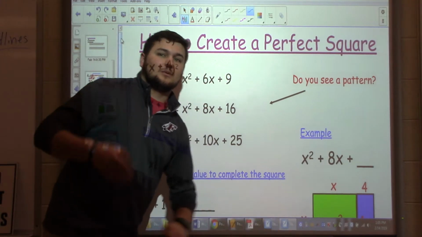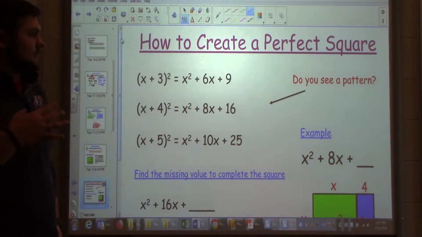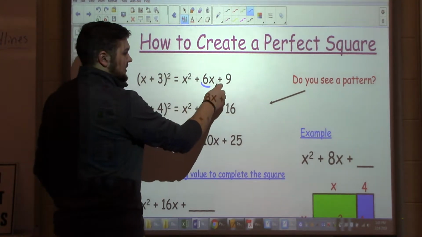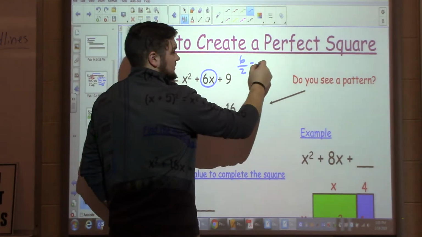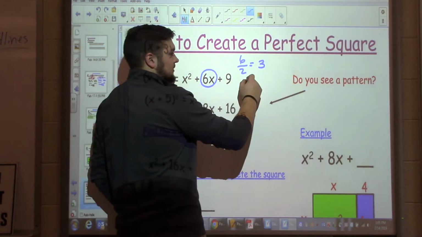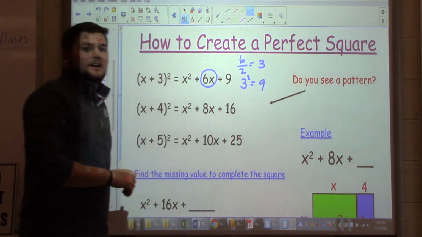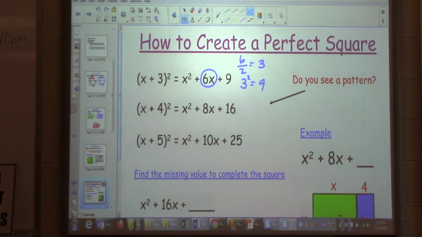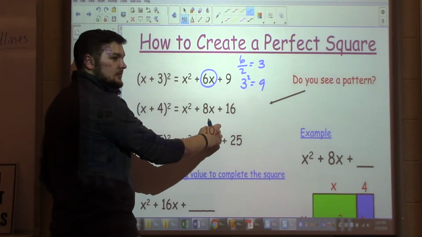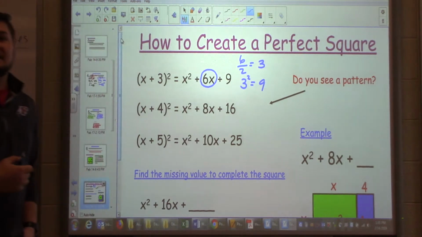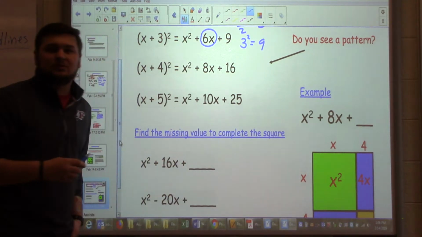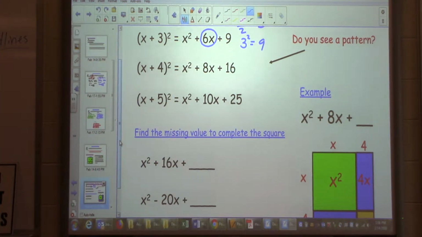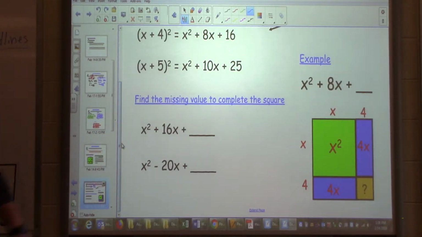What we're gonna do is we're gonna take this middle number, 6, and divide it by 2, which will give us 3. And then we're gonna square it. That'll give us 9. So you're gonna take your middle number, and you're gonna divide it by 2. 8 divided by 2 is 4. And if I square it, I get 16. Whoa. 10 divided by 2 is 5. If I square it, I get 25. It works. Crazy. So, how many examples do you guys have? I thought you only had 2.